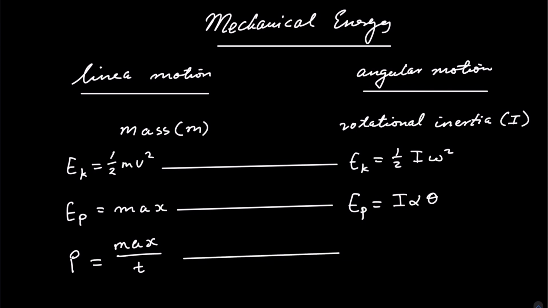In rotational motion, we just do the same. We would say power is equal to rotational inertia multiplied by the acceleration, which is alpha, theta, that we divide by t. Now let's just go a little deeper with this.